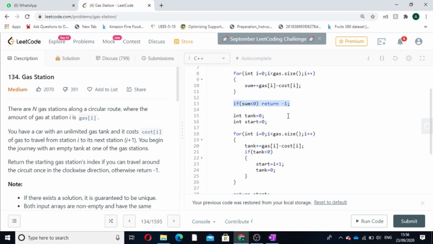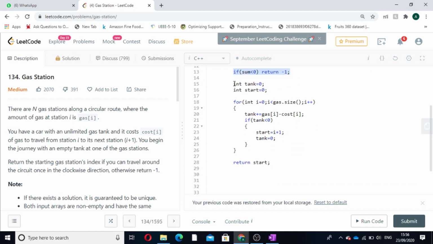If our program has gone past the return -1, this means that a path exists. There will definitely exist a path. So how will we do it? We have taken two variables: tank, which will store the capacity of the tank, and start, which will store the starting point, the starting gas station index. Now we iterate through the gas station array. At every point I add the value of gas[i] minus cost[i] to the tank.